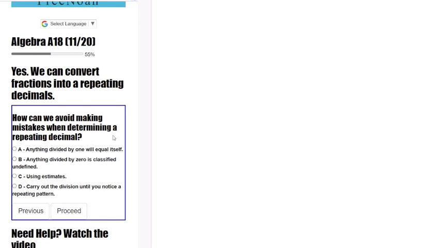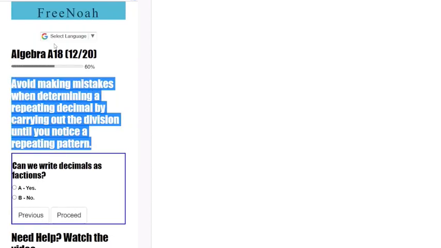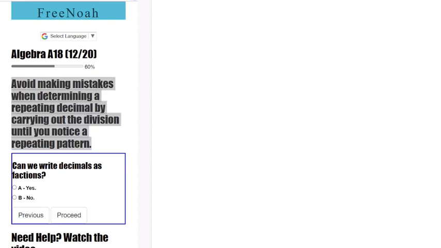Question 11 here. How can we avoid making mistakes when determining a repeating decimal? Avoid making mistakes when determining a repeating decimal by carrying out the division until you notice a repeating pattern. So let's write a title of differences.